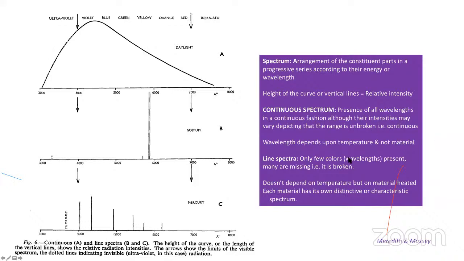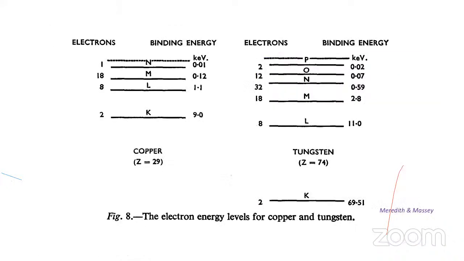Whereas line spectra have only a few discrete lines. If it is in the visible range, it will be a few different colors, and many are missing. So this is broken or discontinuous. So continuous or discontinuous, or continuous and line spectrum. And the line spectra don't depend on the temperature, but on the type of material which is heated, because each material has its own chemical property, if you remember the atomic model, and that's why it would emit light of a particular spectrum.